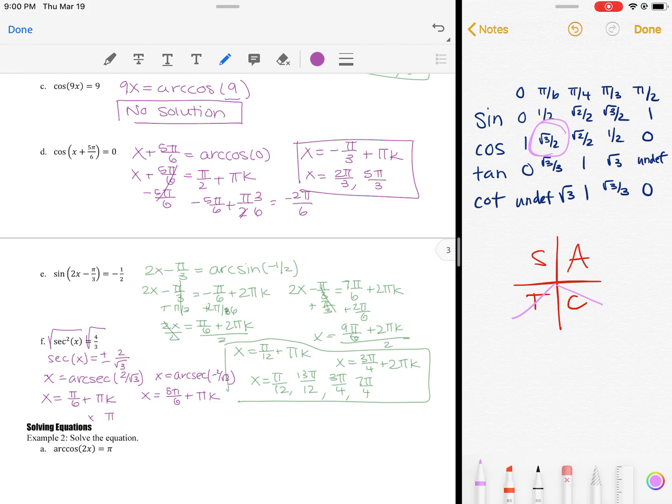Okay, so now if we find the exact values and plug in some numbers, we get x equals pi 6. We get 7 pi 6. As we do the 5 pi 6 and add another pi, we end up at 11 pi 6.